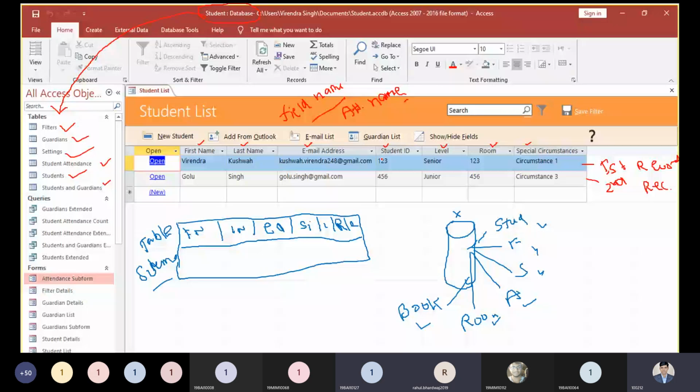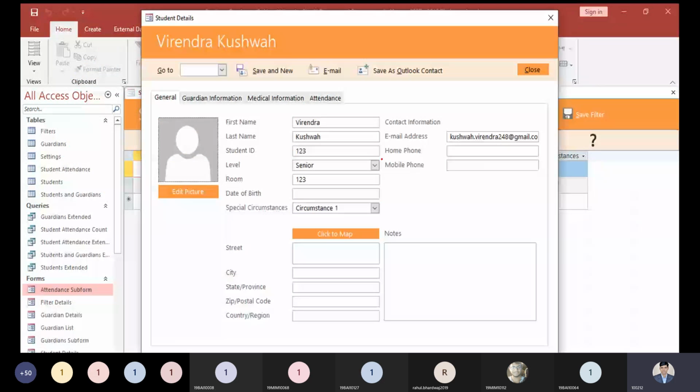Yes, sir. Okay, so that's the beauty of MS Access 2019: whenever you need to open a record, just click on the open button, and you can see the entire record like this. The individual record you can see like this. In the image, the first name is Virendra, the last name is Kushwaha, and the student ID, level and other details are written over here, which I already entered in the previous slide part. So I am skipping this slide.